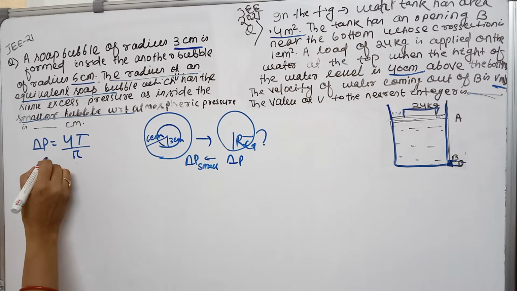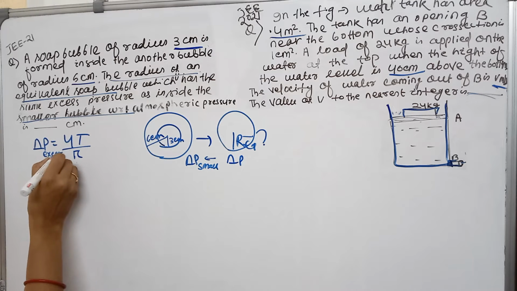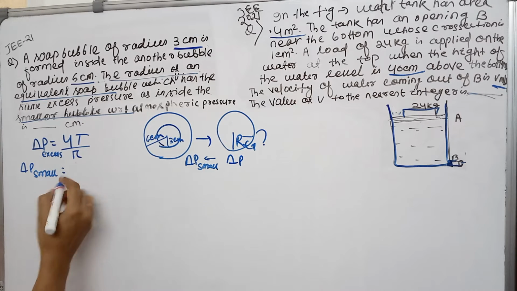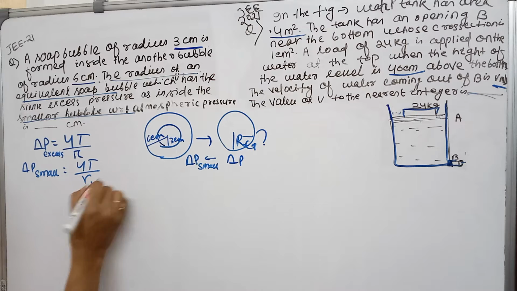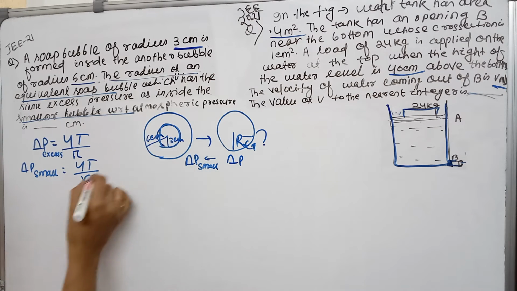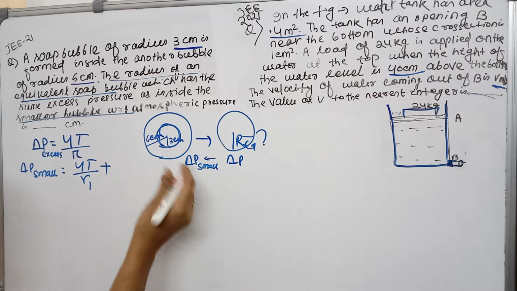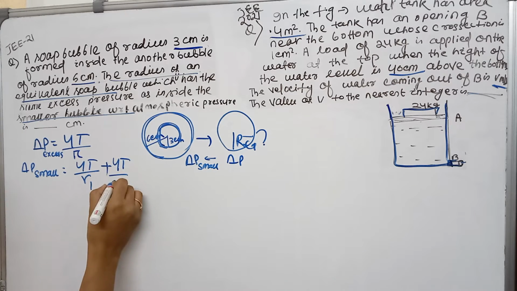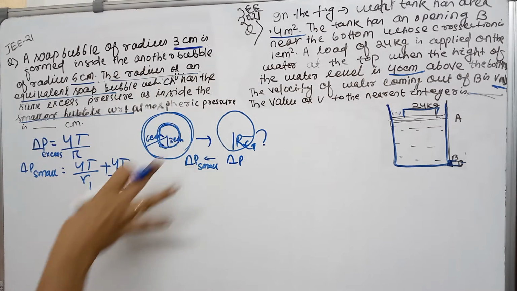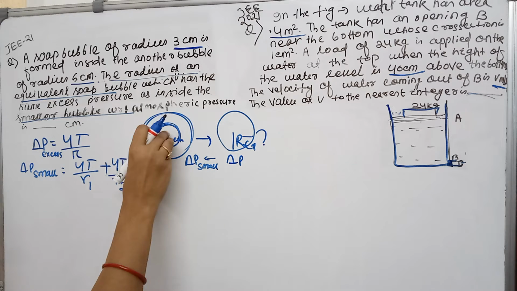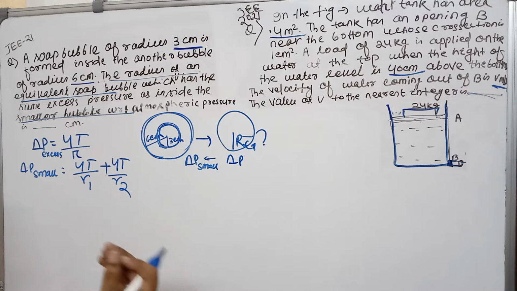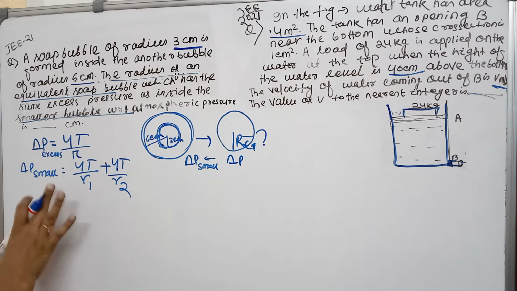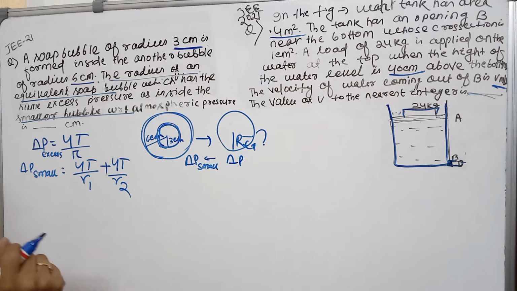Now this is the excess pressure inside the small bubble. How much will it be? 4T upon R1. The pressure inside this one is 4T upon R1 plus, as it is inside a bubble which is again a soap bubble, its excess pressure will be 4T upon R2. Bubble inside a bubble, so the pressure originally due to this bubble is 4T upon R1. Then since it is inside another bubble, that pressure will also be exerted on that bubble, so the total pressure will be 4T upon R1 plus 4T upon R2.